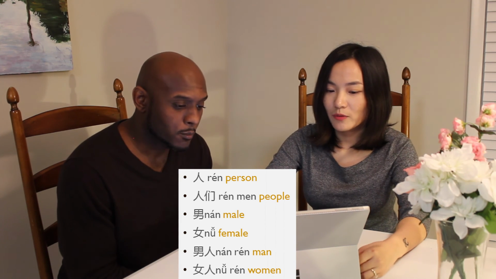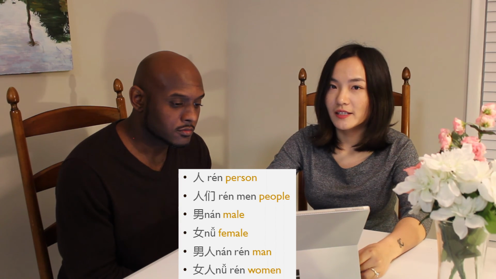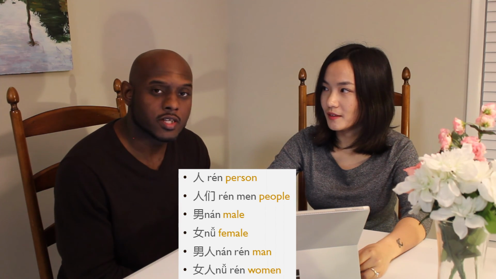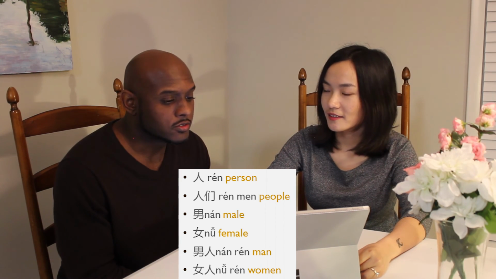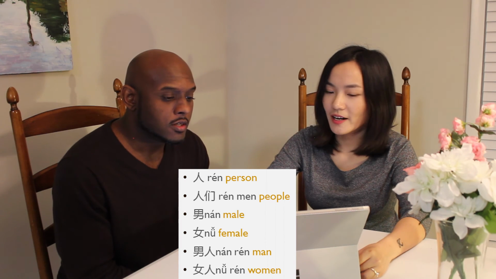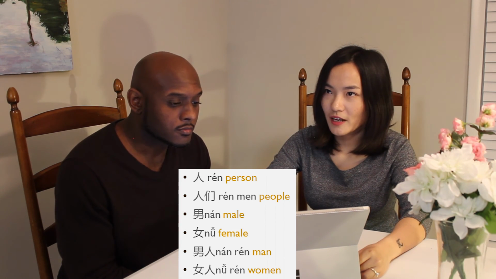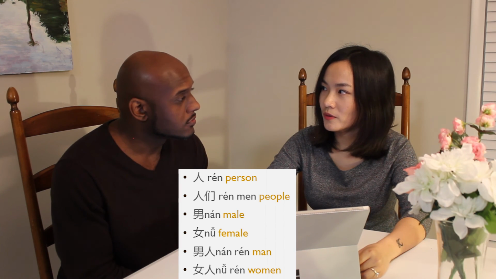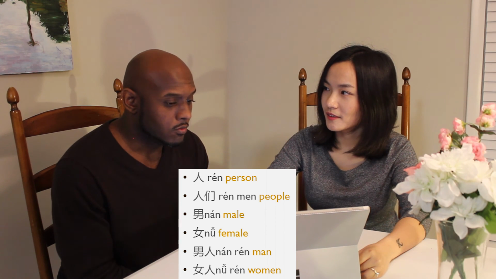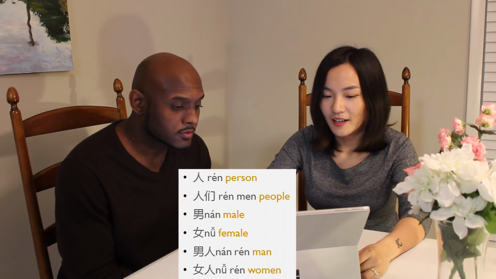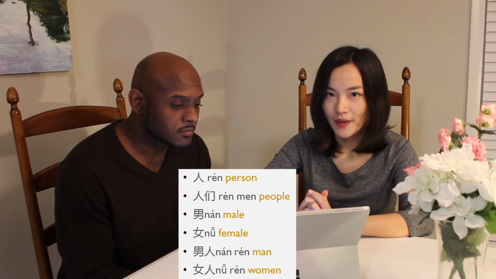People. If you want to say the plural form of person, people, it's 人们. We learned men last time, like in 他们. So it's how to pluralize the word. Do you remember how to say the plural form of you? 你们. And we? 我们. So that's 人 and 人们, person and people.